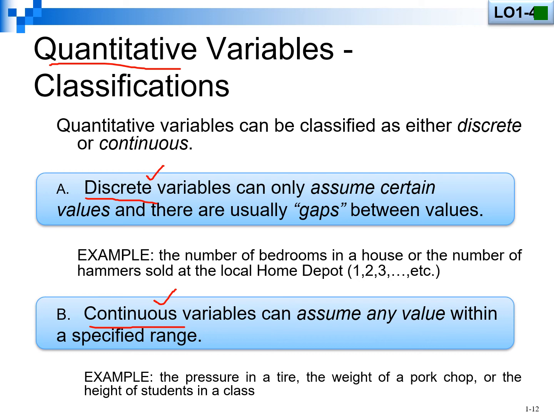But think of discrete as basically having a finite number of outcomes. For example, the number of bedrooms in a house, or the number of hammers sold at a local Home Depot, had a finite number. Whereas a continuous variable typically assumes an infinite number of values between specified ranges. And I like to think of age, height, or weight as examples of continuous variables.